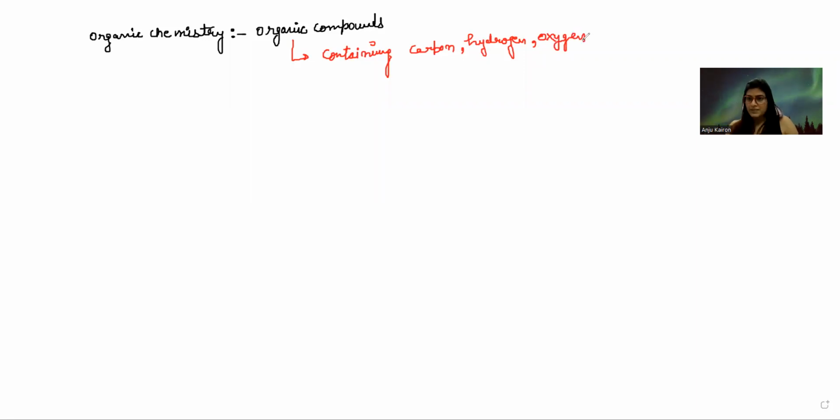Now in old times, scientists believed that organic compounds could only be synthesized by nature. They believed that organic compounds could not be synthesized in a lab. But in 1828, the scientist Friedrich Wöhler performed an experiment. He synthesized an organic compound from an inorganic compound.